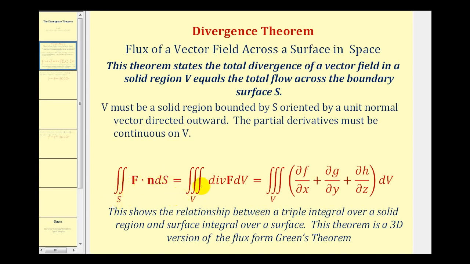The divergence theorem states the double integral over the surface S of f dotted with n ds is equal to the triple integral over the solid V of div f dv, where div f, or divergence of f, is equal to the partial derivative of f with respect to x plus the partial derivative of g with respect to y plus the partial derivative of h with respect to z, where f, g, and h are the components of our vector field f. So this theorem shows the relationship between a triple integral over a solid region and the surface integral over a surface. And this theorem is a three-dimensional version of the flux form of Green's theorem discussed earlier.